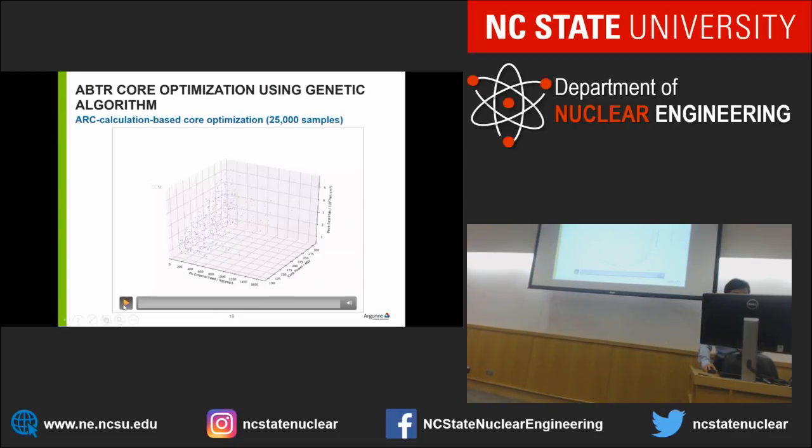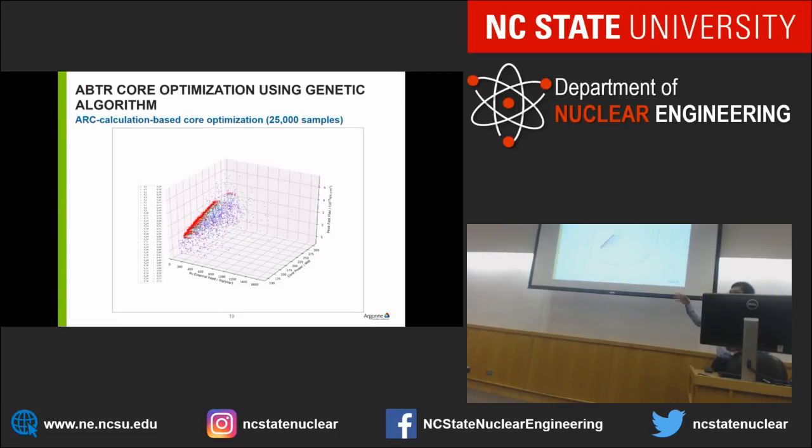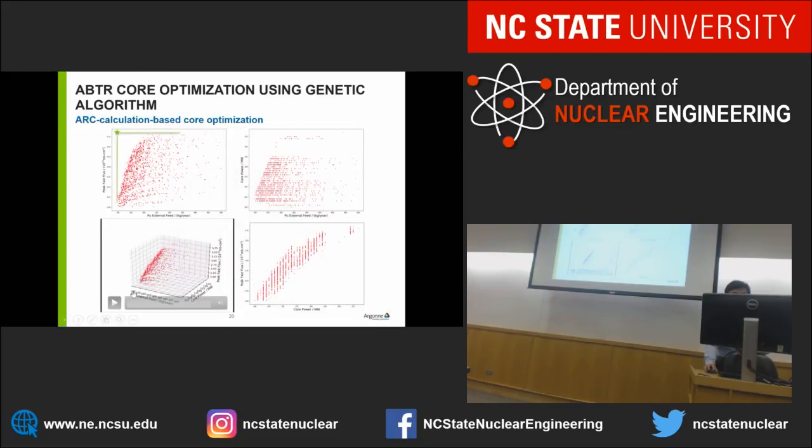So it's a video here. You can see for the first generation, the result is very diverse in the solution space. And then finally, after the genetic algorithm, it could search for the optimal space. And then you can see at the later generations, the solution is mostly focused on the optimal space. So this is how the Pareto front looks.